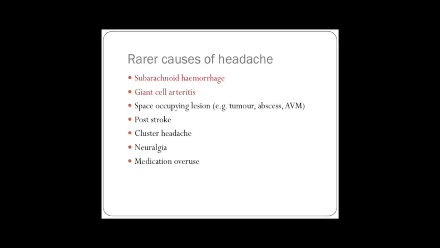Neuralgia, for example, trigeminal neuralgia, is headache caused by problems with the nerves. Medication overuse can be quite difficult to tease out, actually, because obviously someone who has headache will be taking analgesic medication in order to relieve it, but sometimes overuse of paracetamol can actually exacerbate headache. When the patient stops taking the medication, the headache gets worse.